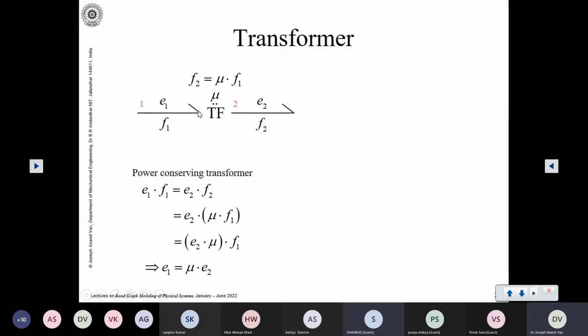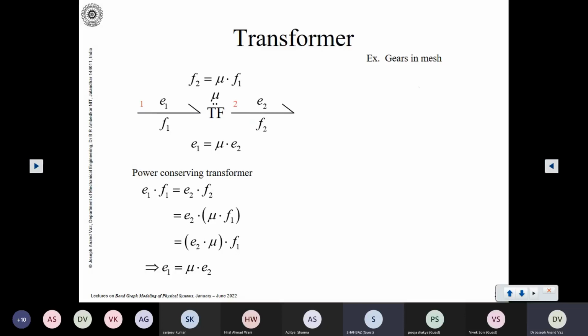So while you specified in the beginning only one relationship between flows, flow 2 is equal to mu times flow 1, the property of the transformer is such that the other relationship automatically emerges out. Effort 1 is equal to mu times effort 2. It happens because of the power conserving nature of the transformer element. So please remember this: F2 equal to mu times F1, E1 equal to mu times E2. This is how a transformer functions.